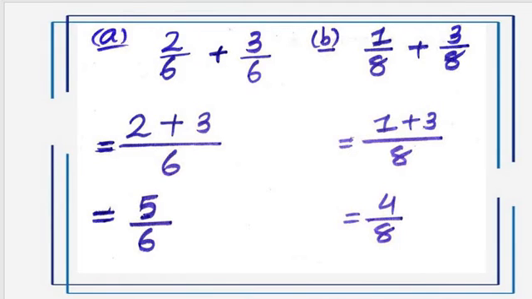Question number B. So let's check here, my dear students. What is question number B? 1 upon 8 plus 3 upon 8. So how do we solve this, my dear students? What do we do here?